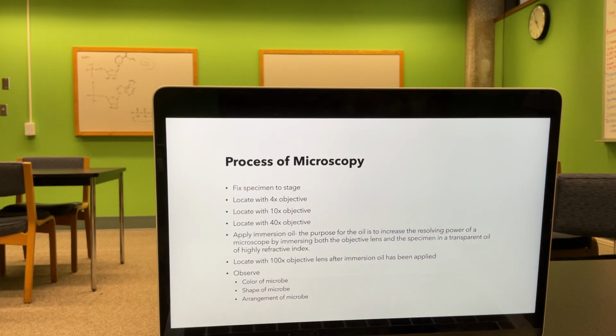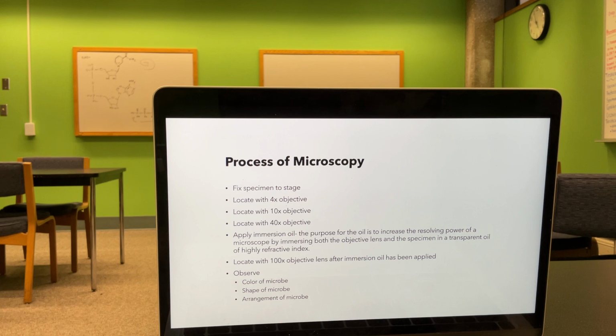For the process of observing this microbe, first we're going to fix the specimen from the slide to the stage, and then we're going to locate it with a 4x objective lens. Once we've gotten a good view, we can switch to the 10x objective lens and start identifying colonies that we wish to look at. And then we switch to the 40x objective lens to further isolate a colony to look at.